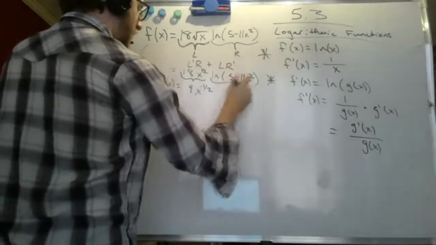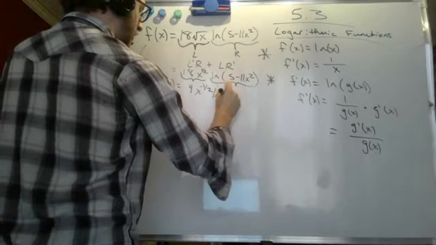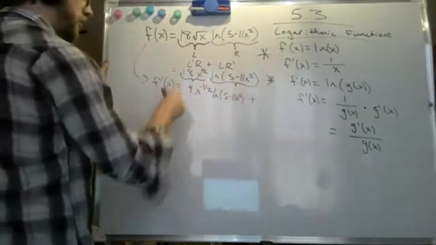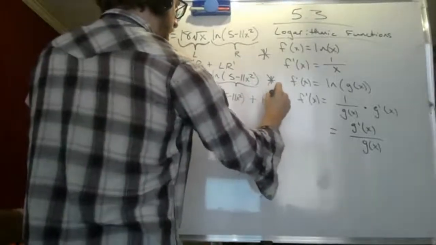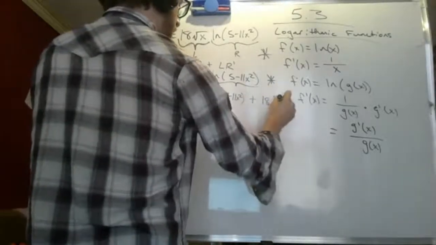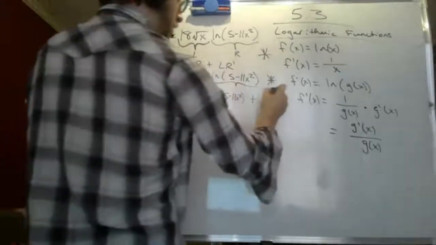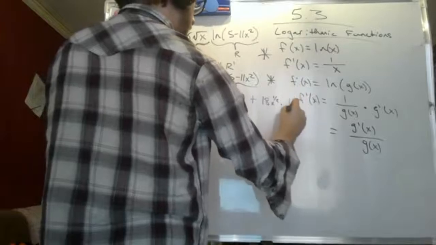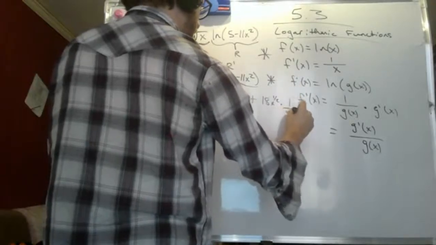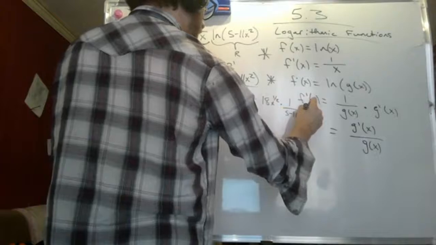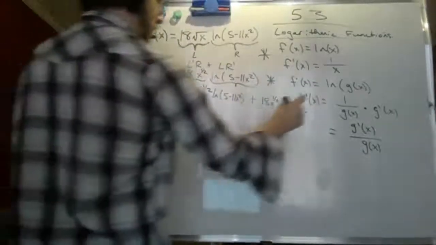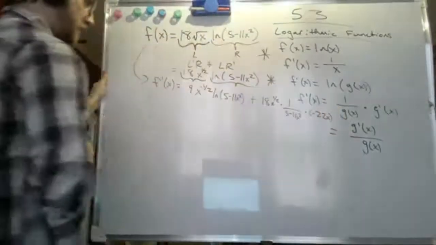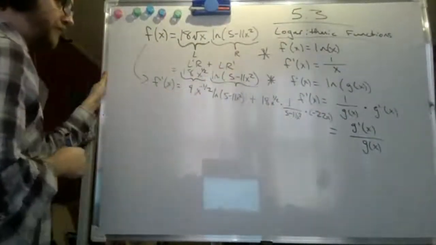times the right guy, so times the natural log of 5 minus 11x squared, plus the left guy, 18x to the 1/2, times the derivative of the right guy. So again, just using this rule we have set up over here, that's going to be 1 divided by the inside part, so 5 minus 11x squared, times the derivative of this inside part, which is going to be a negative 22x, just using our power rule here on the inside.